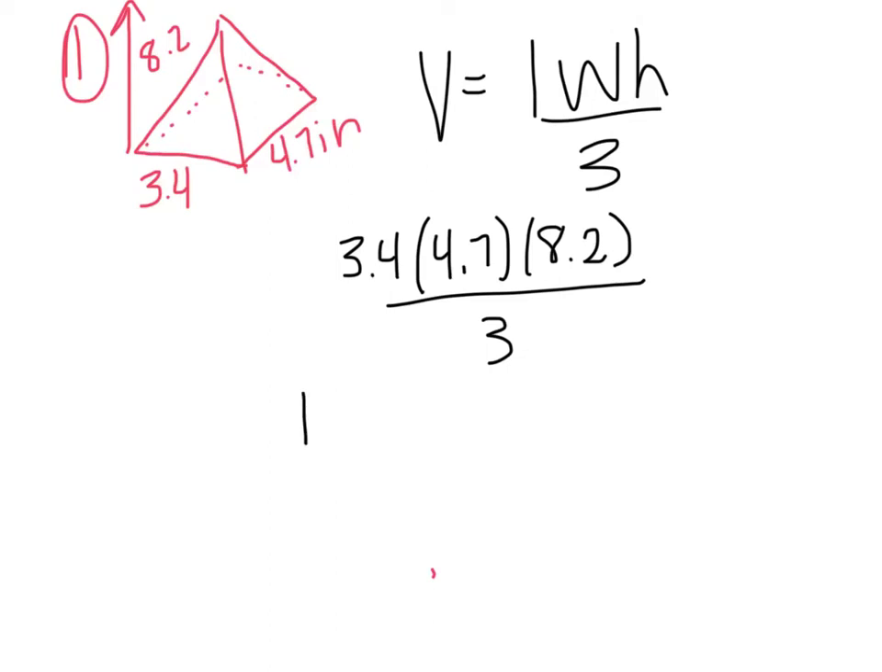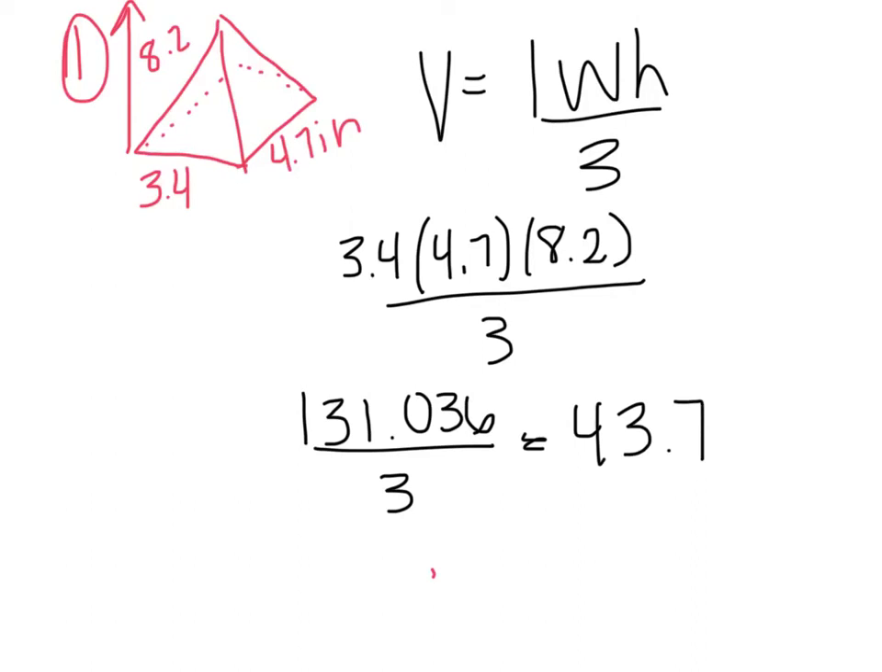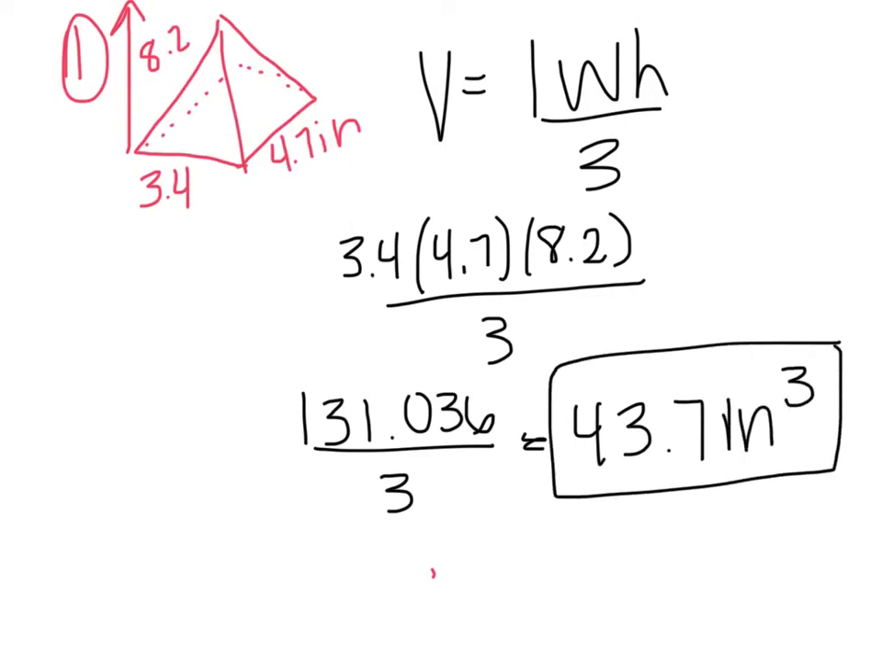So then I want to see your top number, so 131.036. And then you can divide by 3. So 43.7 inches cubed. So these are the 3 steps I want to see. I want to see you write out your formula. Then I want to see you plug in your numbers. I want whatever your number is over 3 before I see your final answer.